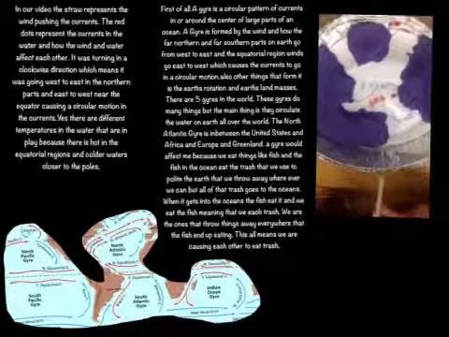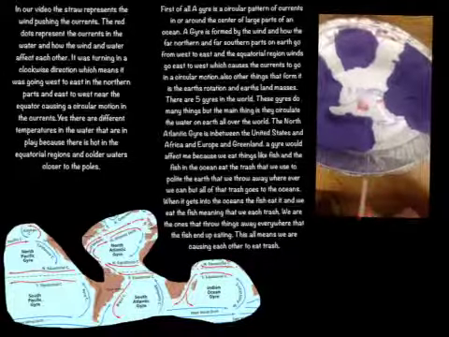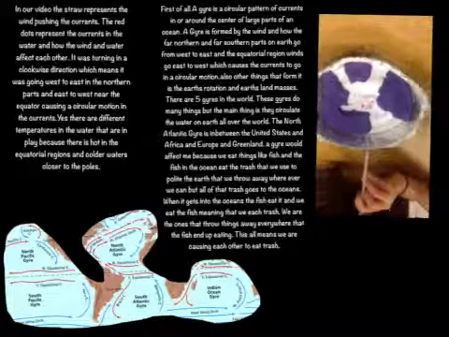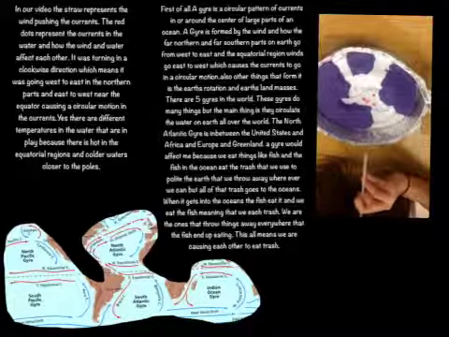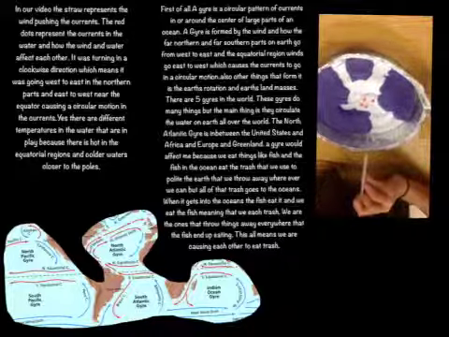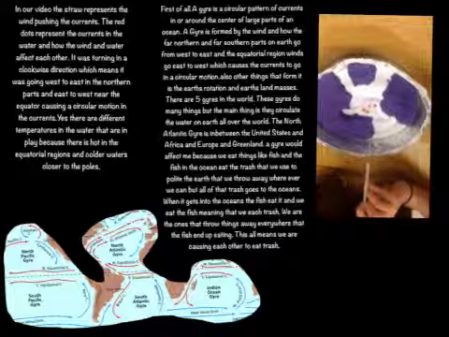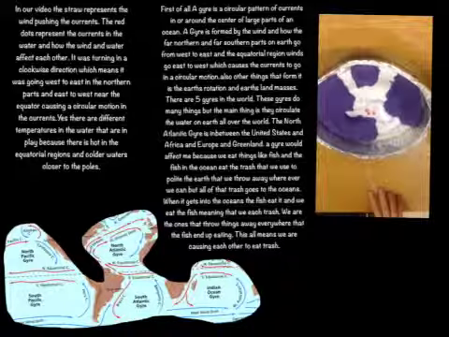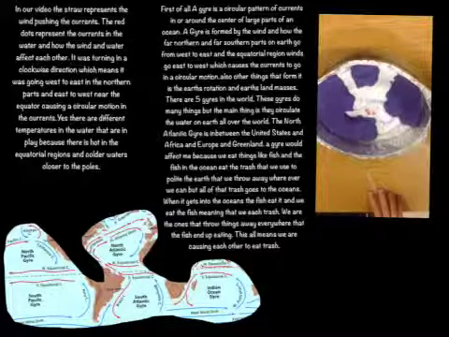In our video, the straw represents the wind pushing the currents. The red dots represent the currents in the water and how the wind and water affect each other. It was turning in a clockwise direction, which means it was going west to east in the northern parts and east to west near the equator, causing a circular motion in the currents.